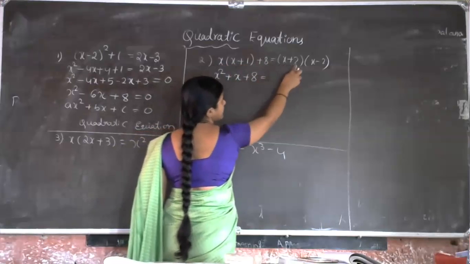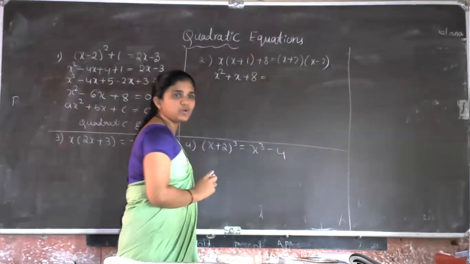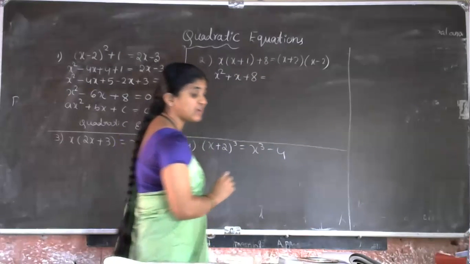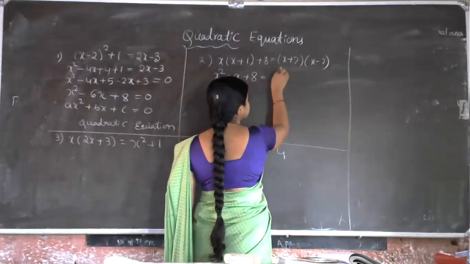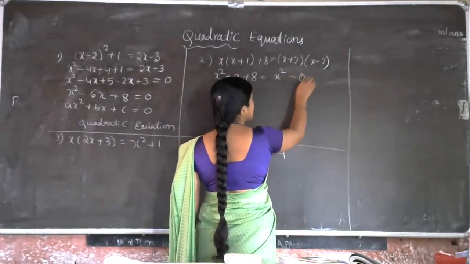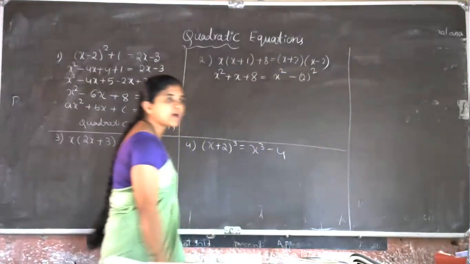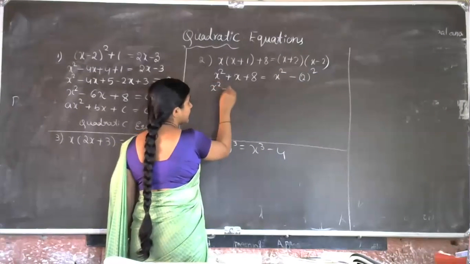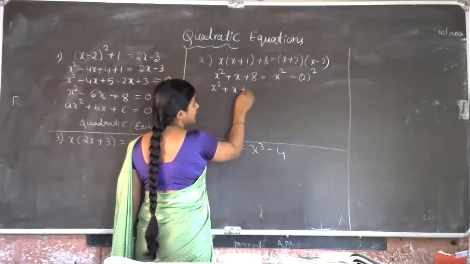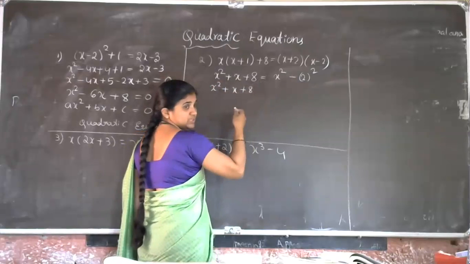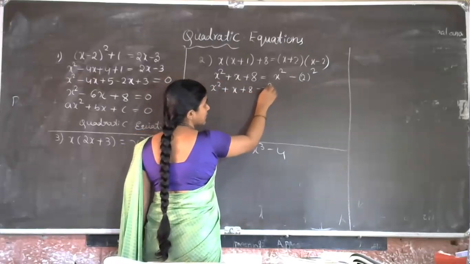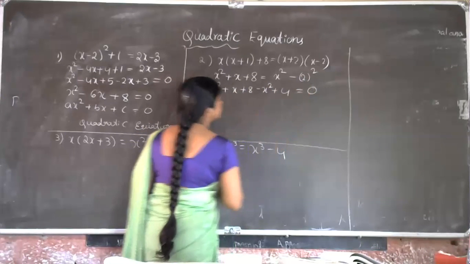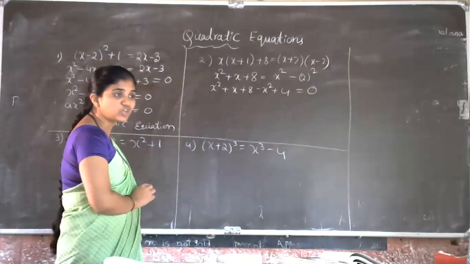Here, (x plus 2) into (x minus 2). Are you observing the identity there? (a plus b) into (a minus b) is a square minus b square. So x square minus 2 square. Next, x square plus x plus 8. Can I take these two to this side? Minus x square, then plus 2 square is 4, which is equal to 0.